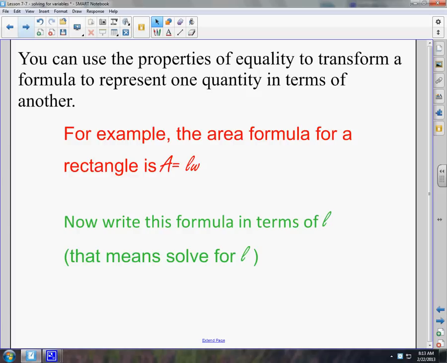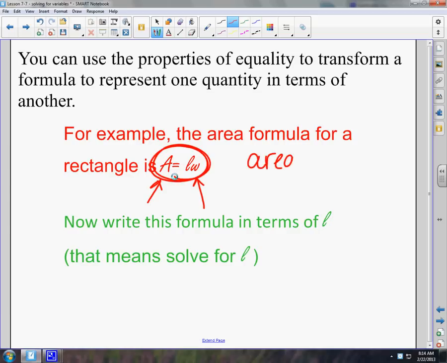So it says, you can use the properties of equality to transform a formula to represent one quantity in terms of another. For example, the formula for the area of a rectangle is area equals length times width. I'm pretty sure all of you know this. Now when you would use this is, let's say you're given the area and the width. So you know the area of your bedroom and you know the width of your bedroom, but you need to figure out the length.